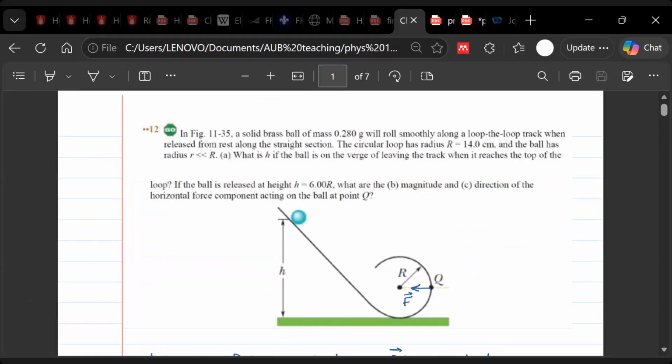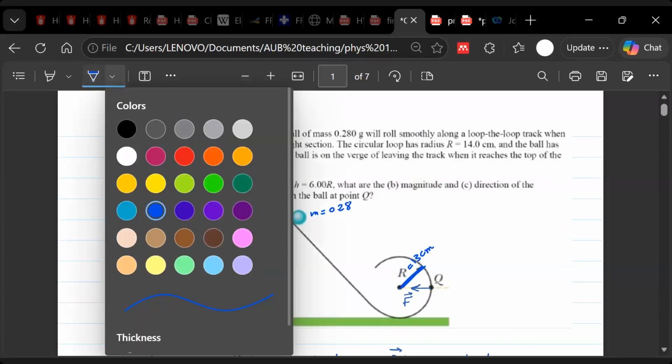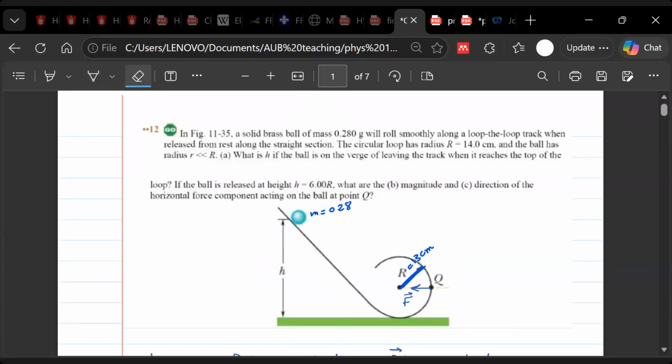I have a solid brass ball of mass 0.28 grams. It will roll smoothly along a loop-the-loop track when released from rest along the straight section. The circular loop has a radius 14 centimeters. Yeah, you're right, it's 14. Thank you.